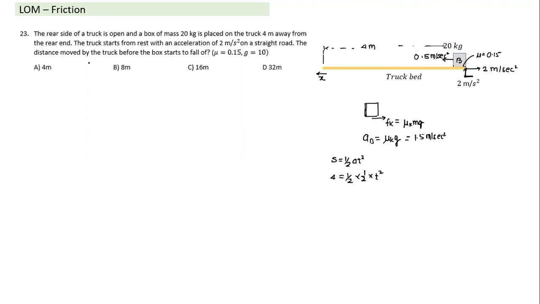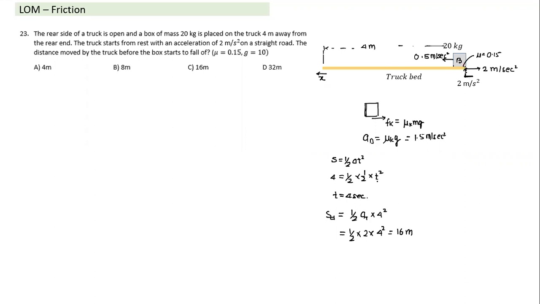And what we need to calculate is the distance moved by the truck before the box starts to fall off. Once we have this time t, we can also calculate how much distance the truck has moved. So the time t is equal to 4 seconds. In 4 seconds, it will fall off. And the distance moved by the truck in 4 seconds will be equal to 1 by 2 times the acceleration of the truck, 2, into 4 square. It will move a distance of 16 meter.